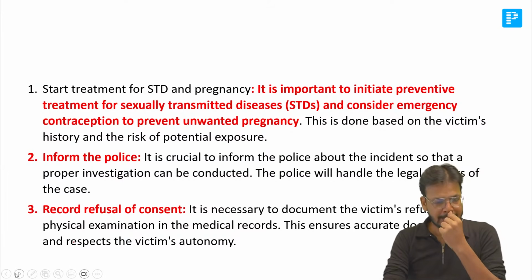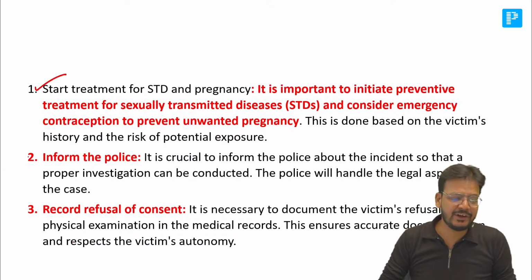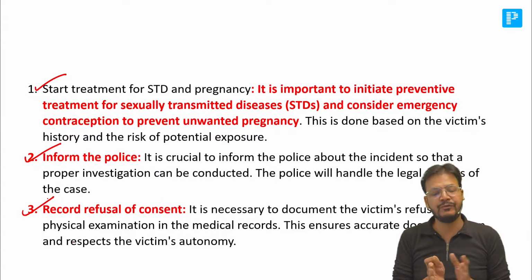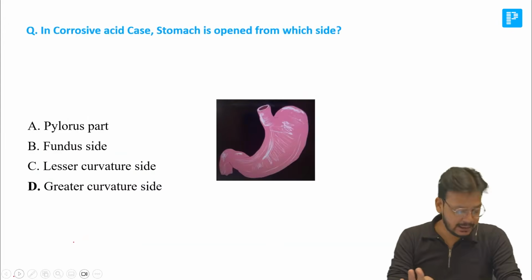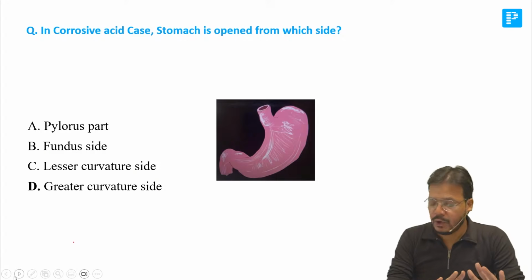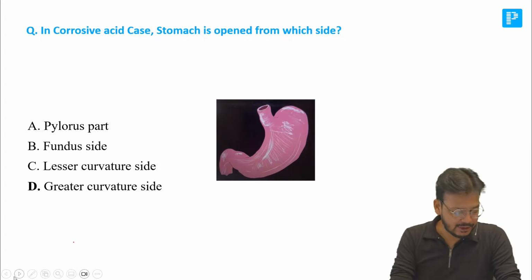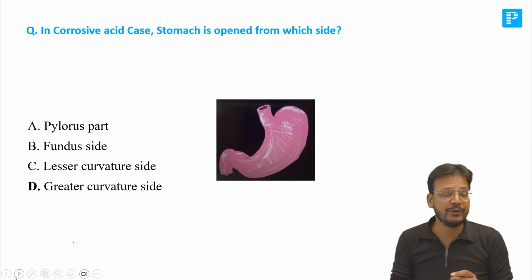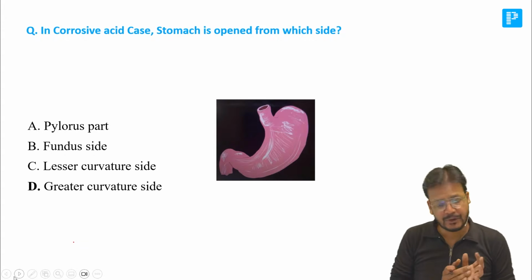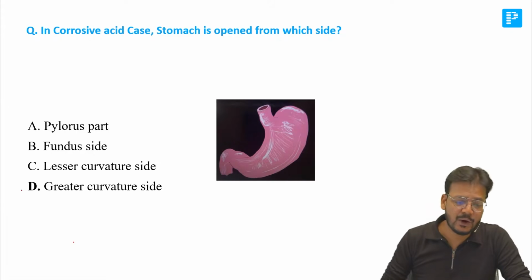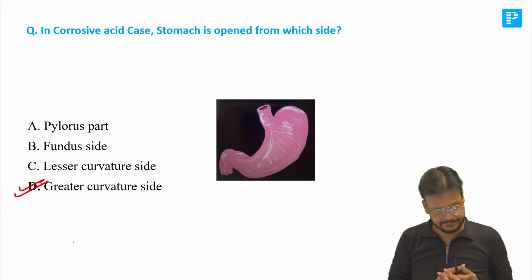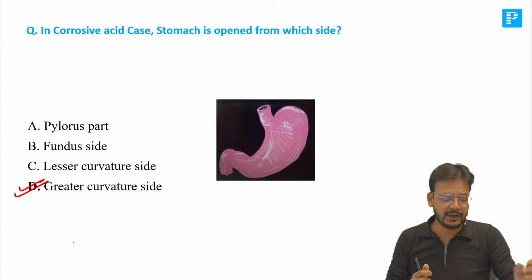1, 2, 3. As I told you, start the treatment, inform the police and record the refusal of consent, but don't go for vaginal sample collection and don't go for medical examination because she refused, but go for informed refusal. In corrosive acid, the stomach is opened from which side? Pylorus, fundus, lesser curvature, greater curvature. Without any doubt, it is greater curvature.